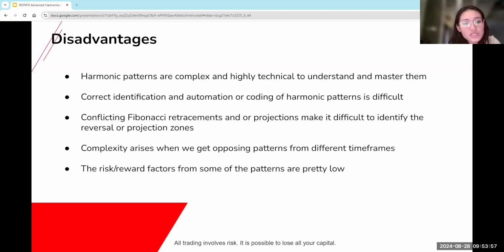Some disadvantages: harmonic patterns are complex and highly technical to understand. Correct identification and automation or coding of harmonic patterns is difficult. Conflicting Fibonacci retracement and/or projections make it difficult to identify the reversal or projection zones, and complexity arises when we get opposing patterns from different time frames. The risk reward factors from some of the patterns are also pretty low.